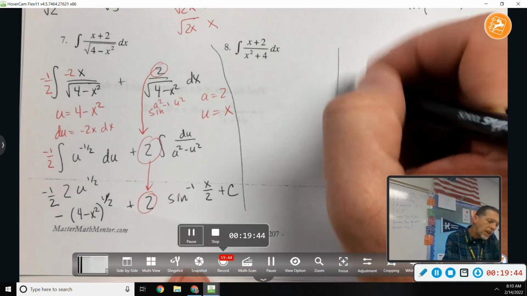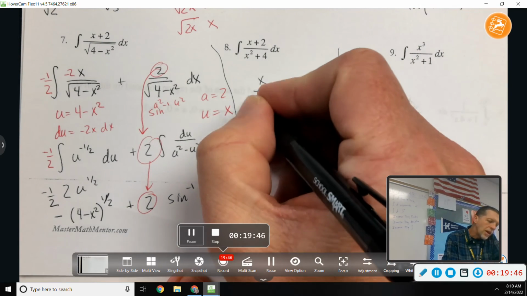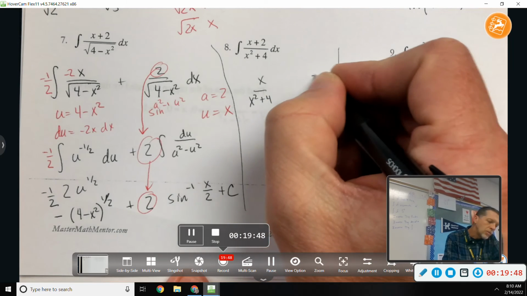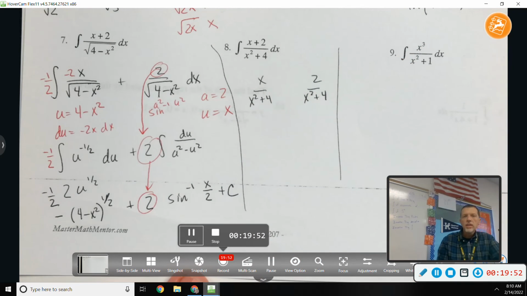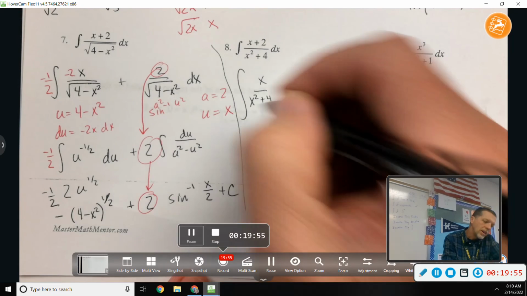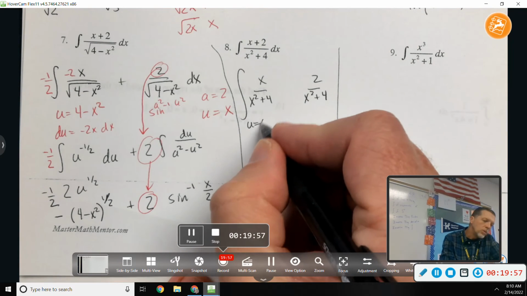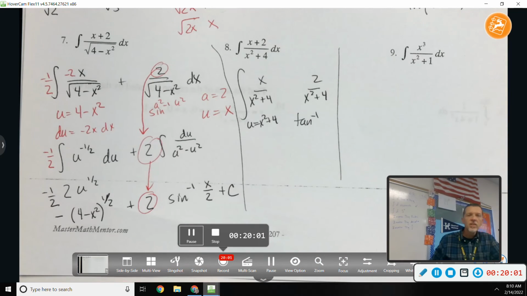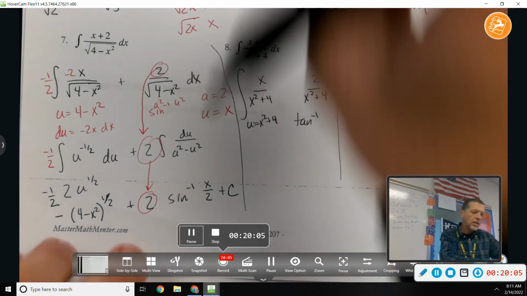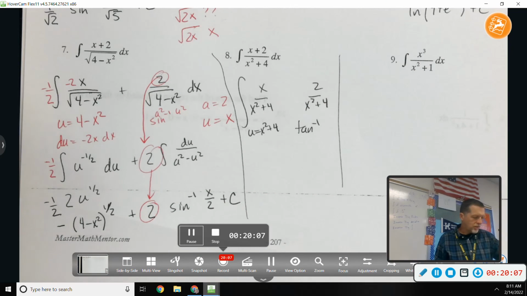We're going to skip 8, but it would be the same method. You would split it up. The first part would be a u du thing, and the second part would be an inverse tangent. But you can't handle them together, you have to have them split up. Number 9, I do want to do, or at least start.